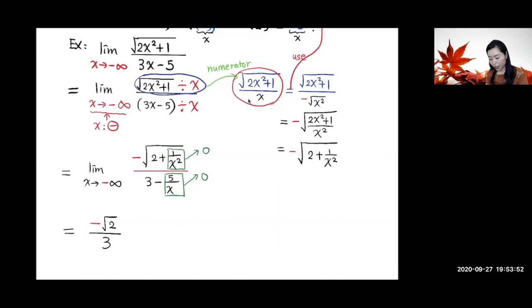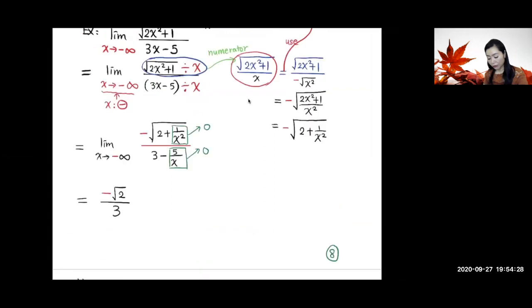So what happens over here is when x is going to negative infinity, according to theorem A, this part here goes to 0. This is 5 times 1 over x. 1 over x goes to 0. So 5 times that also goes to 0. So this part here goes to 0. So this limit over here goes to negative square root of 2 over 3. So it has this negative sign in front.